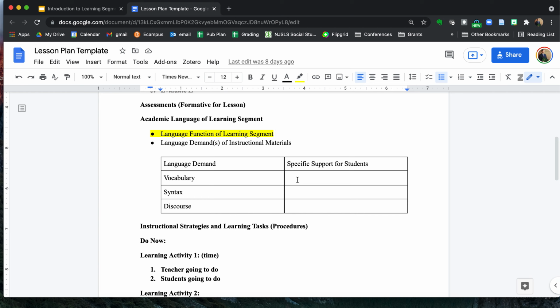That's a good thing. But what other things am I going to do to really support students who speak a different language in my class? Are we going to do some translation work? What does that look like? So I want, in these boxes here, I really want to think about the students I'm teaching and how I'm going to support them.